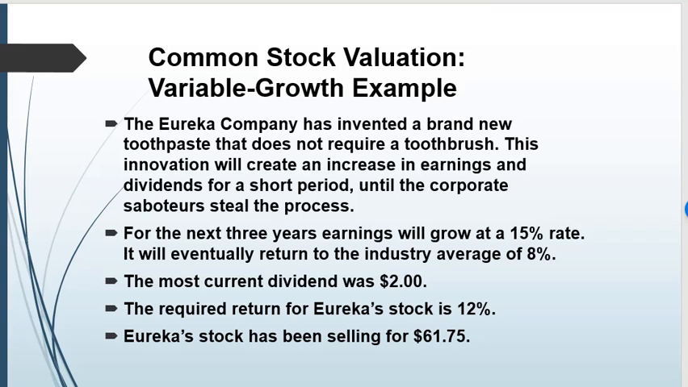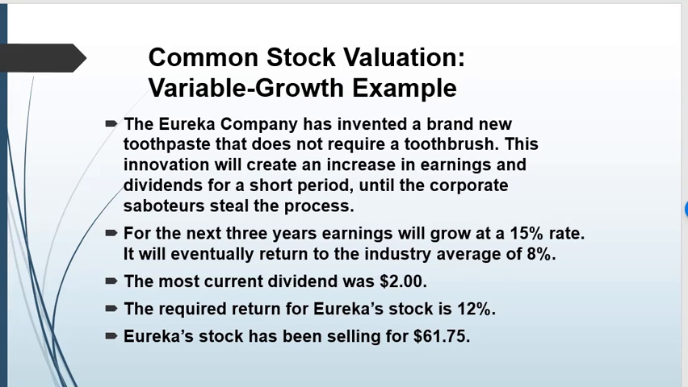And the idea here is that there are some companies, especially those companies that have very active research and development components, that will have spurts of growth. They will invent something new, and they will have much higher growth in earnings because of that for a short period of time. Then eventually they will return back to the average growth rate of the industry.